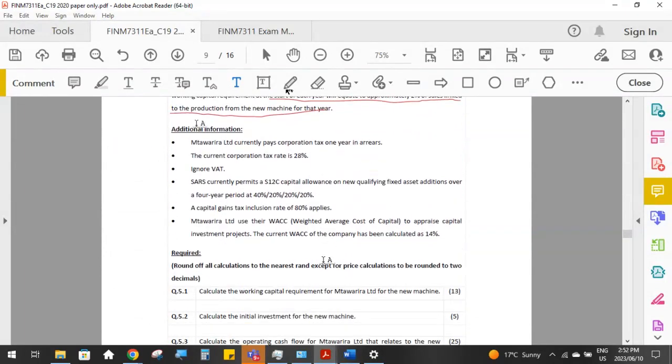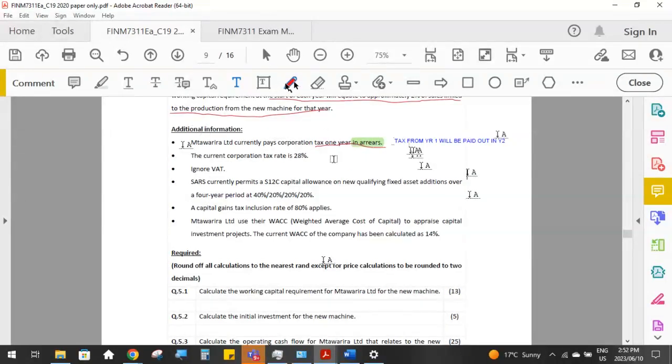In addition, the company pays corporate tax 1 year in arrears. So remember, I told you this in the question, I think that we did before. The tax was paid in the year in which it arose. In this question, we are paying the tax in arrears, which means that the tax expense from year 1 will be paid out in year 2. So the tax is always paid out 1 year after the expense arose.